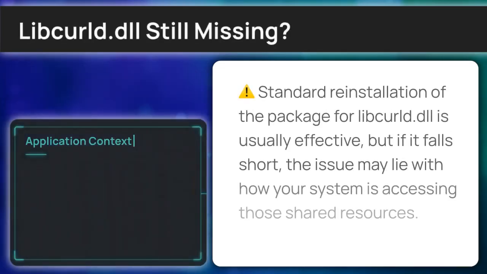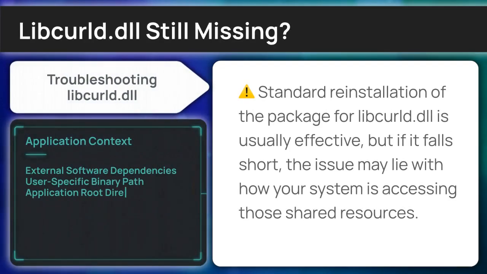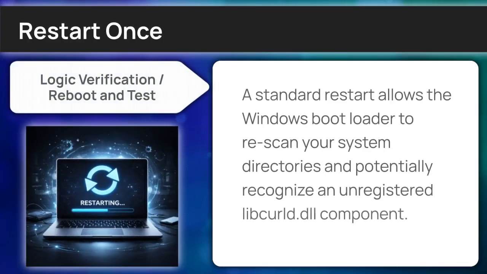In cases where the official installer remains ineffective, we must escalate to a manual review of your system's active runtime state. A standard reboot clears out temporary memory conflicts and gives the Windows loader another chance to properly register the Libcurl Debug Library component during startup.